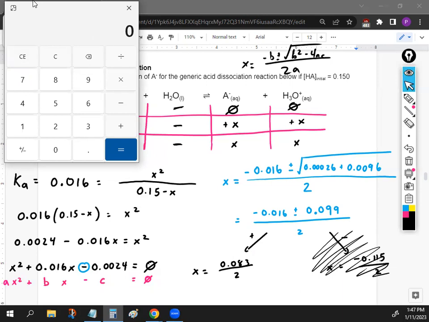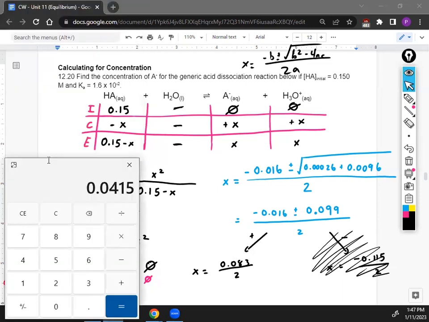Okay. So we're going to just finish it up, 0.083, and we're going to divide it by 2. And that's going to be our value for x. And we can finally answer the question that this problem was asking. The concentration of the conjugate base is 0.0415 molarity.